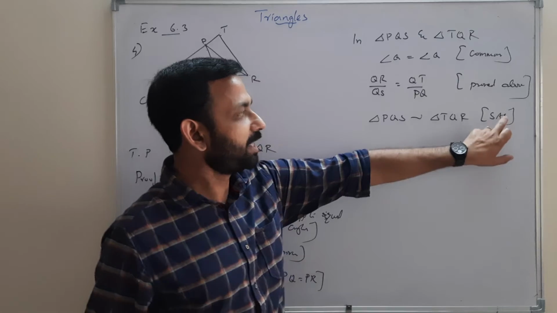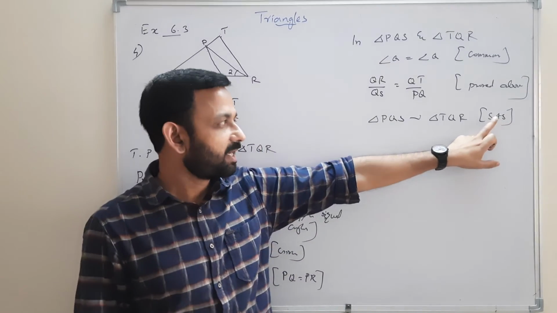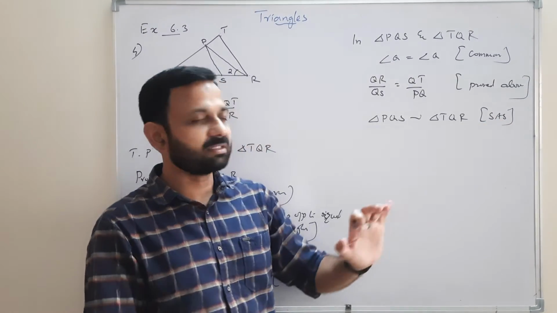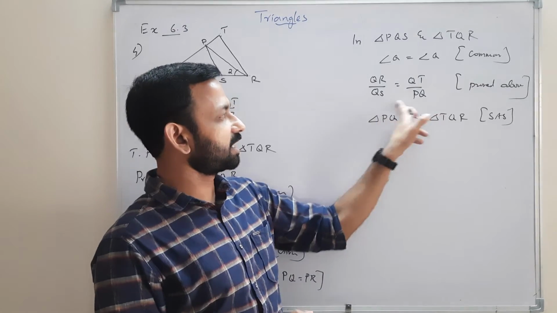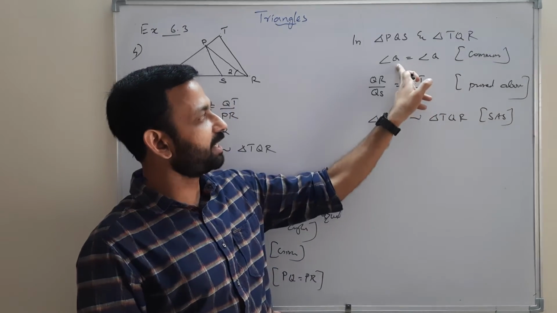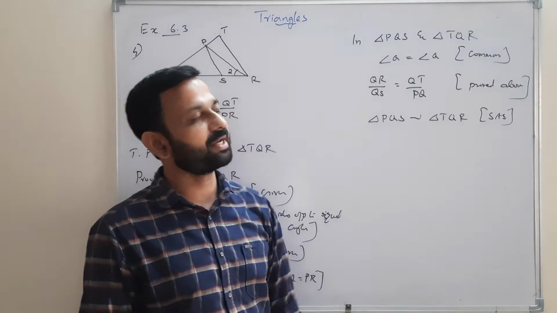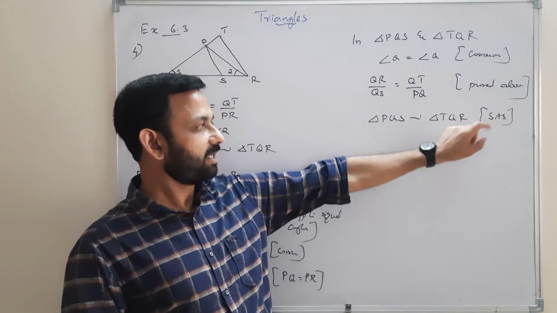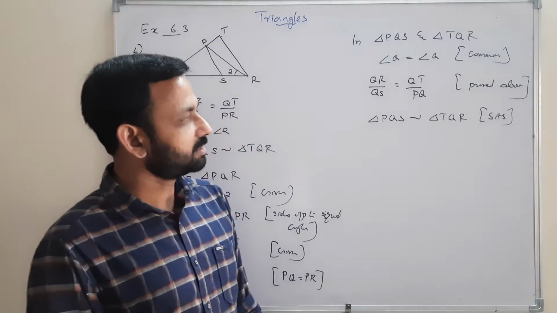So here the included angles are equal and the corresponding sides are in the same ratio. So the two triangles are similar by SAS similarity theorem.